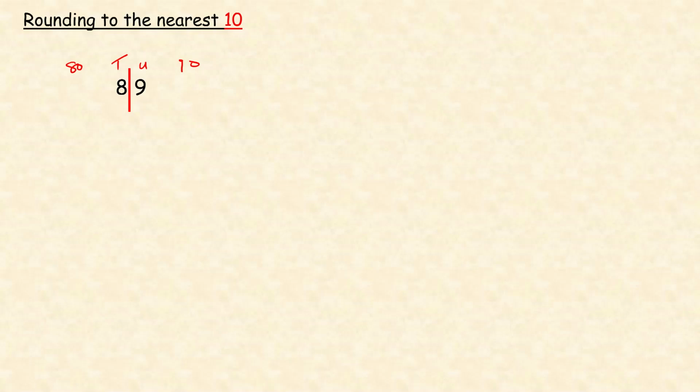Draw a line and I have a look at that unit. It's 9, which is bigger than 5. So I round up to 90. That is a 90 there. There we are, that's better.